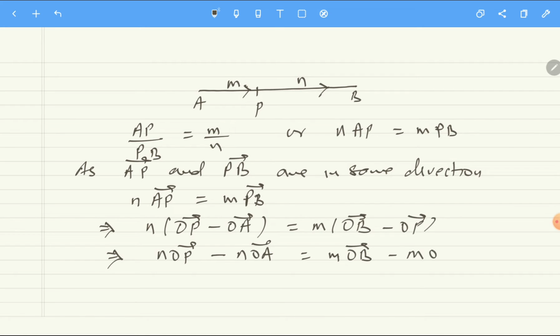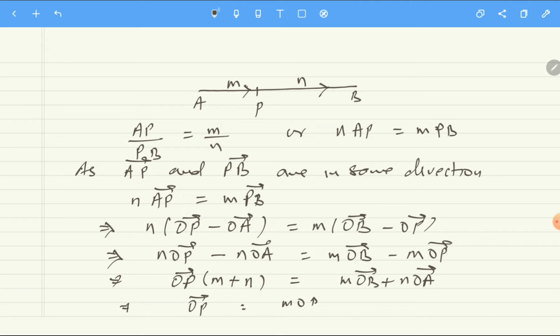Now we'll get OP vector on one side. Take OP vector to one side: MOP coming here becomes plus, so plus NOP. So OP times m plus n, and we'll have MOB plus NOA. So finally we can write OP vector is nothing but M times OB plus N times OA upon M plus N. This is for internal division.